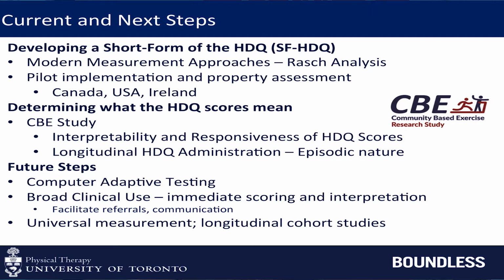We are currently, through our community-based exercise intervention study that's going on in Toronto, looking at interpretability and responsiveness. So for example, what does a score of 60 versus 20 on the HDQ really mean? And is the HDQ really good at picking up changes in disability when change truly occurs? Future steps down the road, I think it would be really fascinating to see the HDQ being used as a computer adaptive test or tool, and to be more broadly implemented into clinical use to facilitate referrals and get immediate scoring back in real time to help inform clinical decisions.